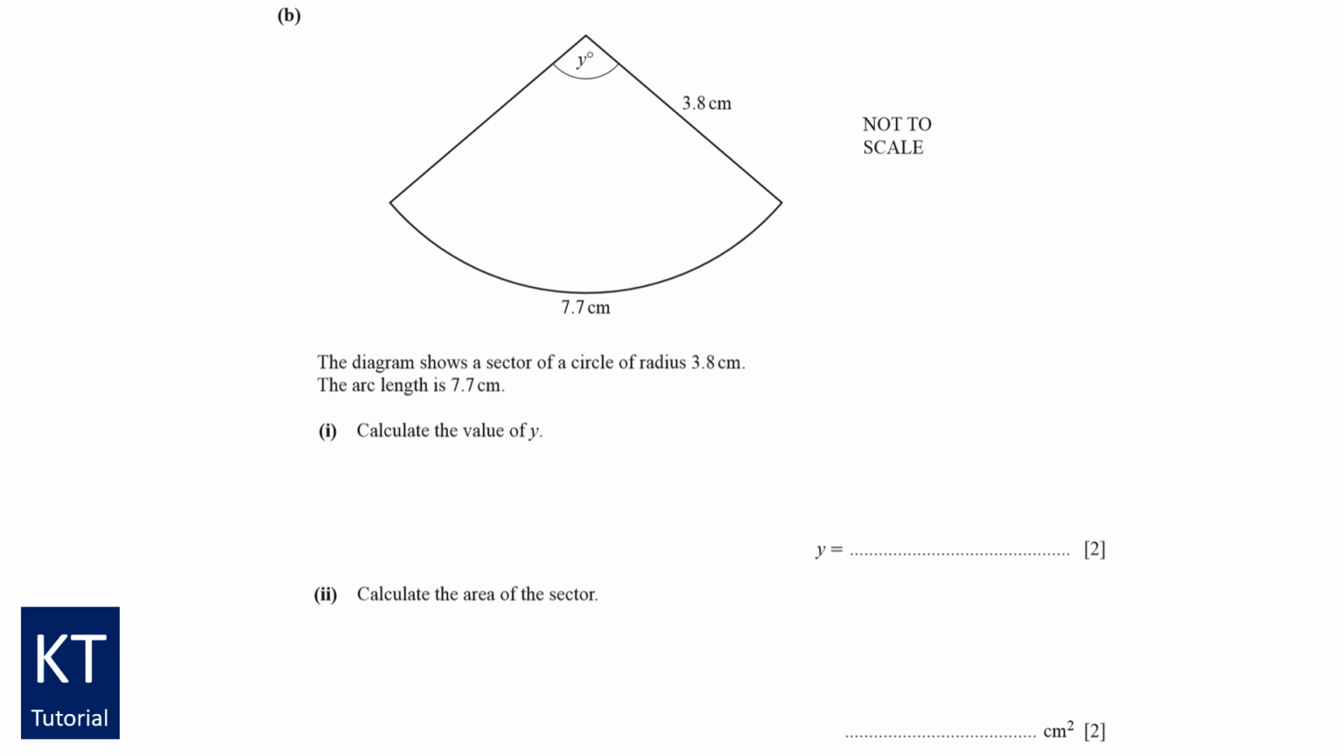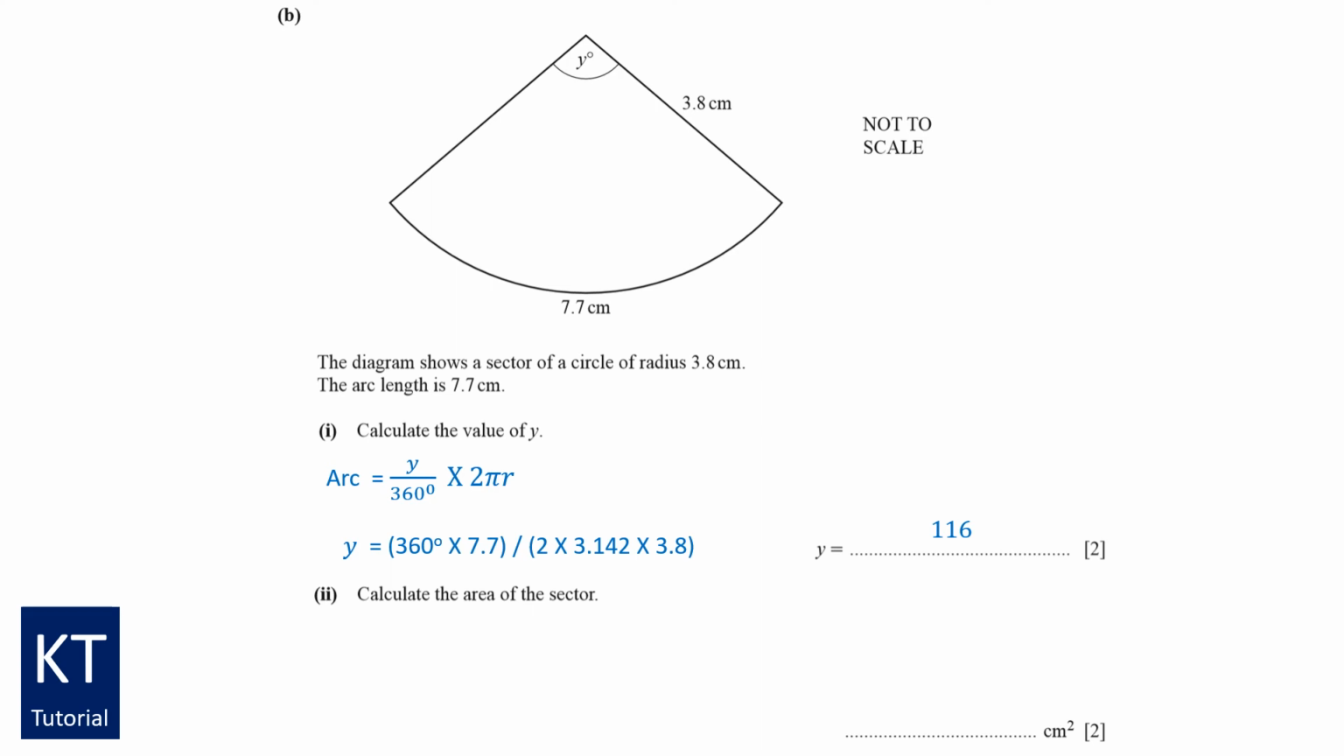Question 8b. The diagram shows a sector of a circle of radius 3.8 cm. The arc length is 7.7 cm. Calculate the value of y. By applying the formula in calculating arc, y is 116.